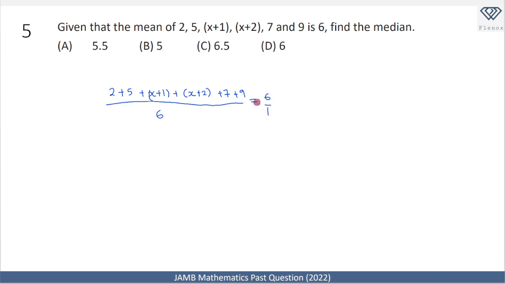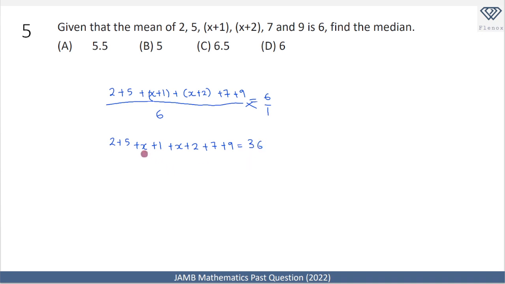We cross multiply. So we have 2 plus 5 plus x plus 1 plus x plus 2 plus 7 plus 9 equals 6 times 6 after we cross multiply. So what is 6 times 6? 36. So now we collect like terms.